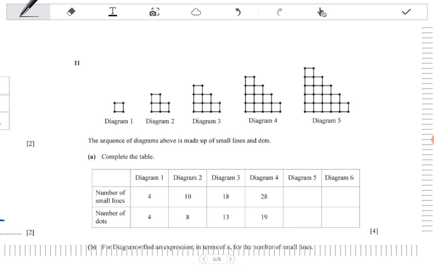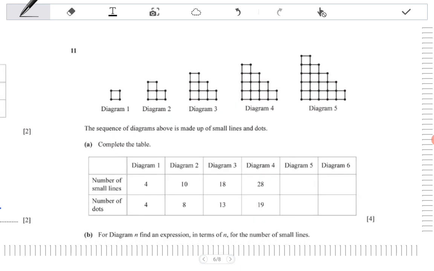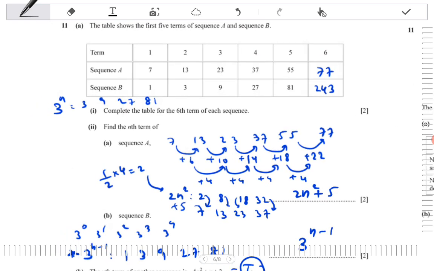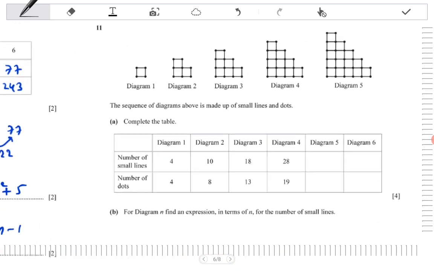This is also question number 11. See, every time it comes as the last question. Most of the time it comes as the last question of the paper, like question number 11 of paper 4. Question 11 of paper 4.